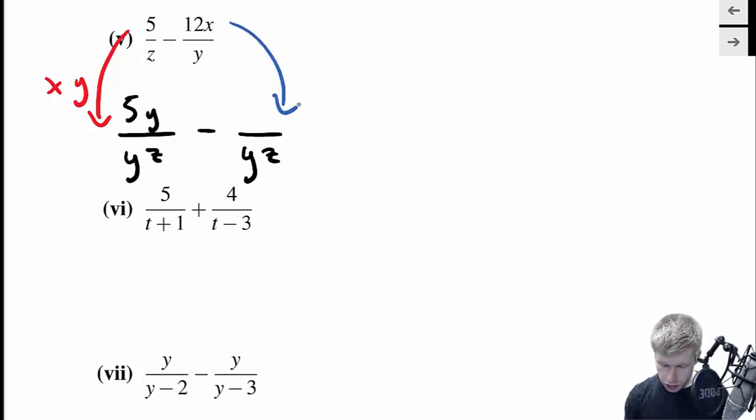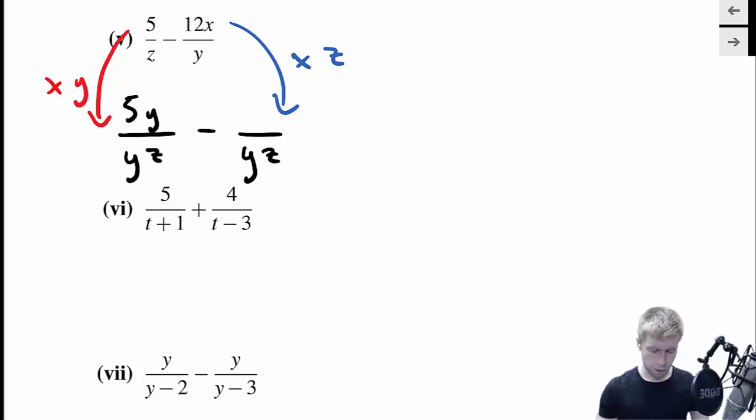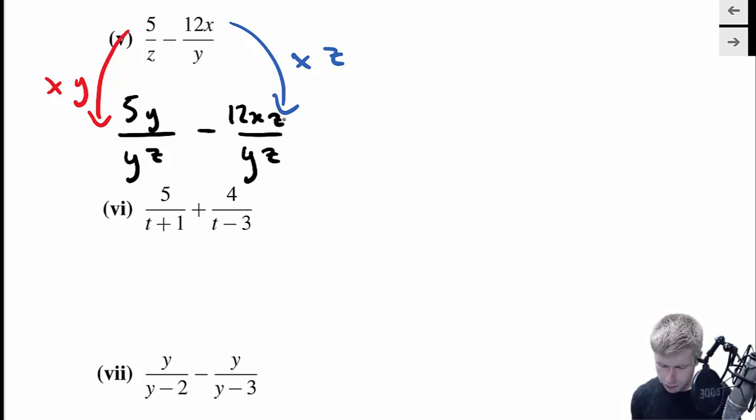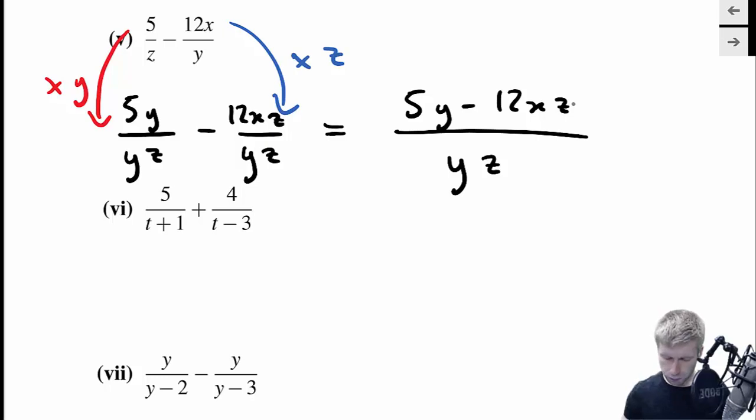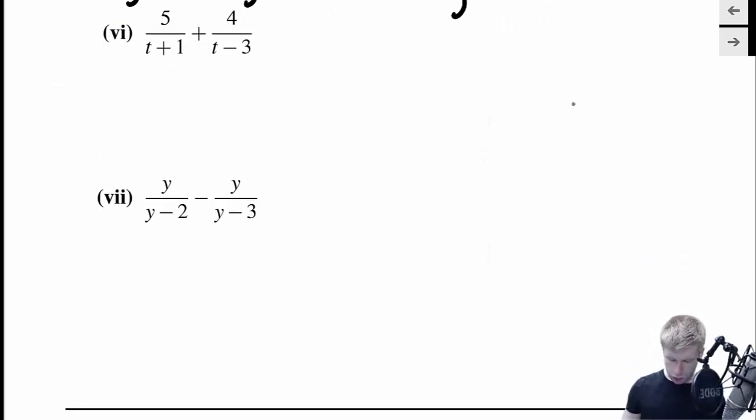Let's have a look at the second fraction. I started off with y on the denominator, and I ended up with yz on the denominator, which means I must have multiplied by z, which means that if I multiply the numerator by z as well, I end up with 12x times z. Okay, so in total, I end up with a common denominator of yz, and on the numerator, I end up with 5y, take away 12xz. Okay, fantastic. Let's have a look at these next two then. So slightly more tricky, but just stick with it.